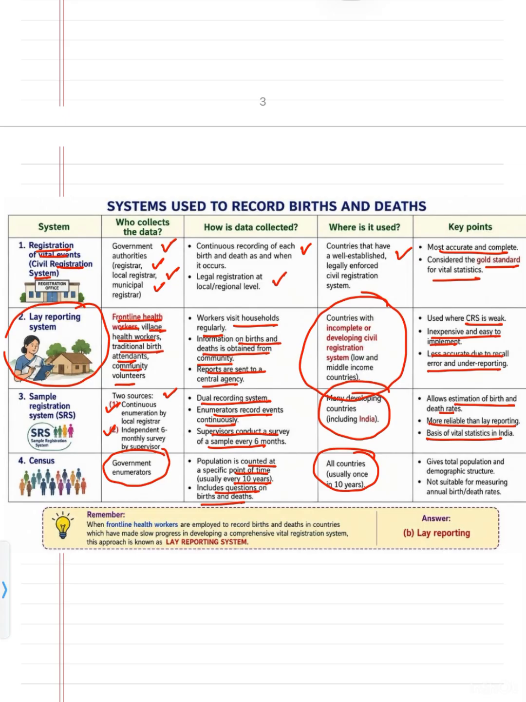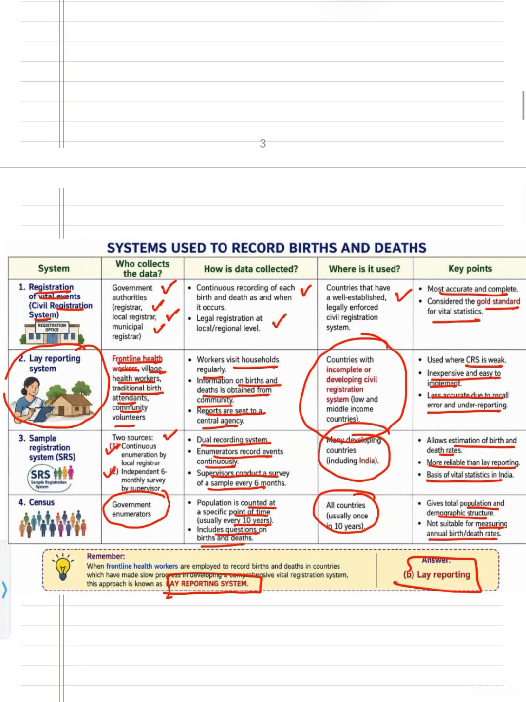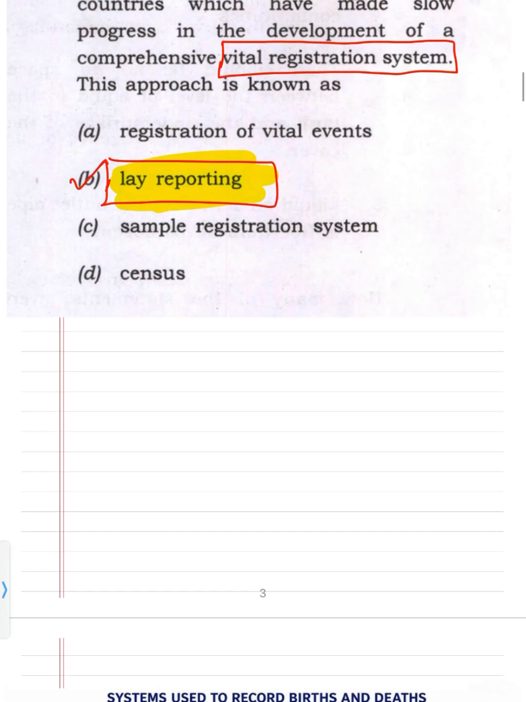It gives total population and demographic structure. It is not suitable for measuring annual birth or death rate because it is done every 10 years, so we will not have the data for every year. So remember, whenever frontline health workers are employed to record births and deaths in a country which has made slow progress in developing a comprehensive vital registration system, which we know is the gold standard for vital statistics, this approach is the lay reporting system. So the answer will be lay reporting.